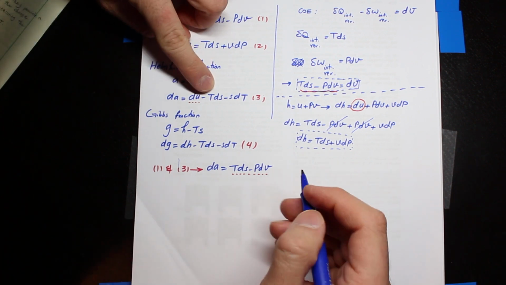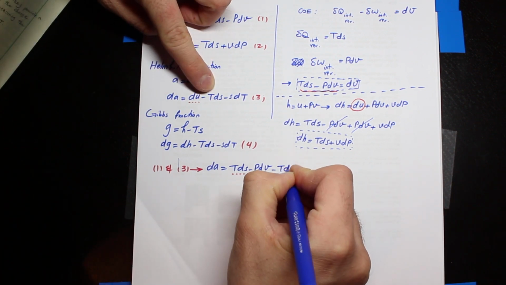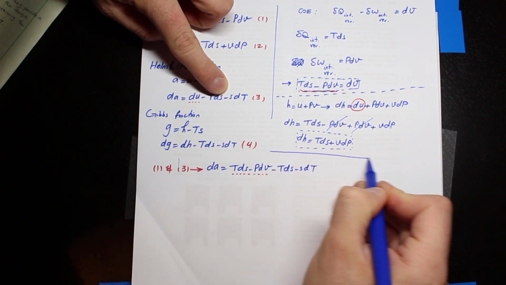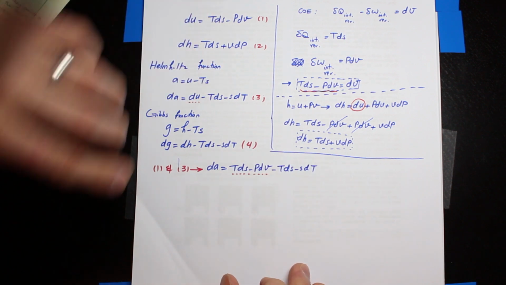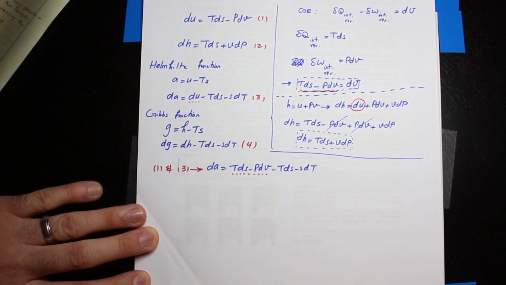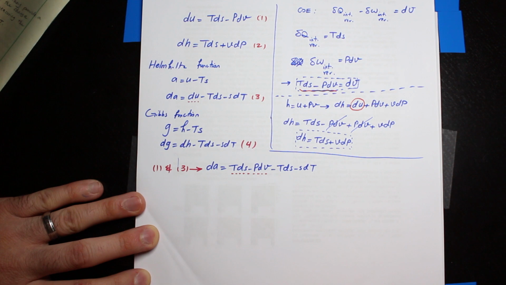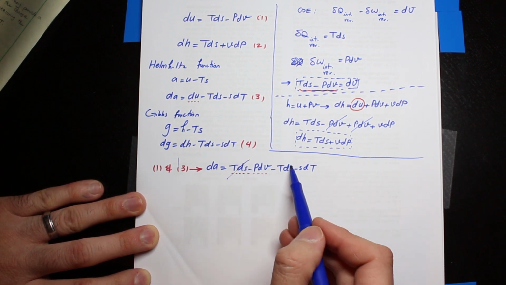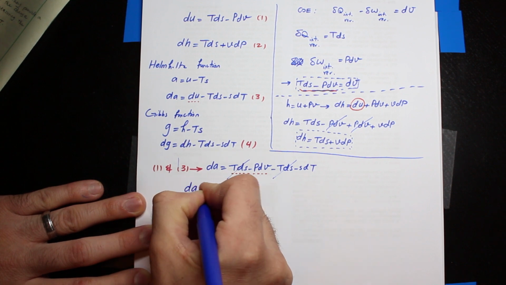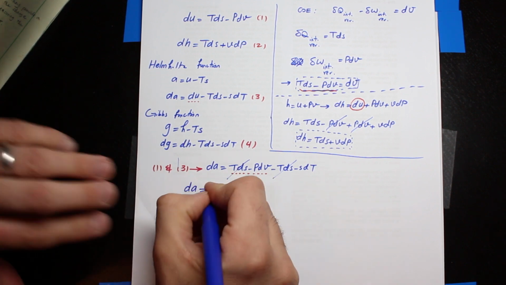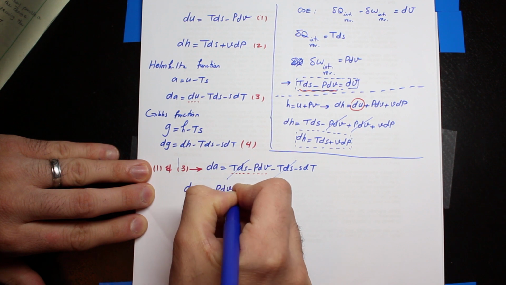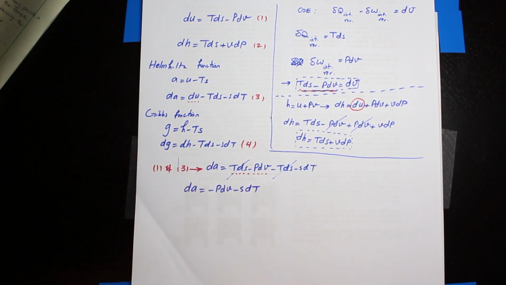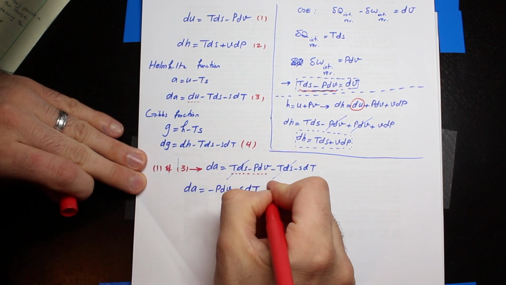So if I get back into this equation, I have minus TdS and I have minus SdT. Obviously this TdS cancels this one, and I will have dA equal to negative PdV minus SdT. So let me call this one equation number 5.